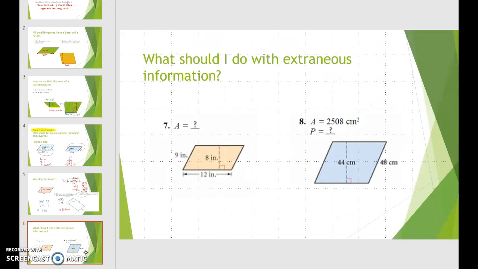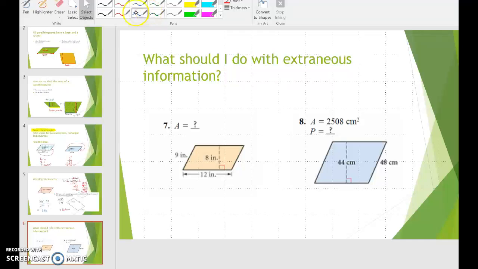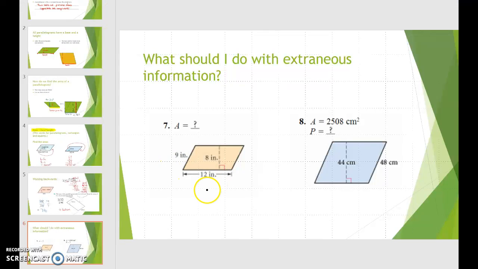The last thing we're going to do here is extraneous information. We got to get rid of it. Got to get rid of extraneous information. Okay, we have a base. Which one of these is our height? This one. This is not anything. It's not helpful to us at all. So 12 times 8. And that's going to be 96 square inches.